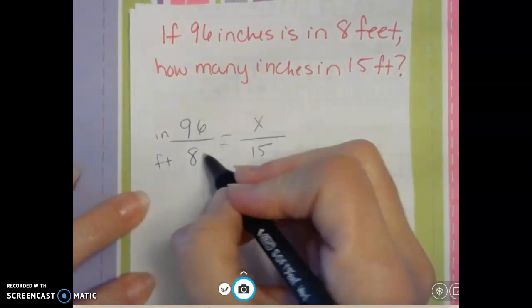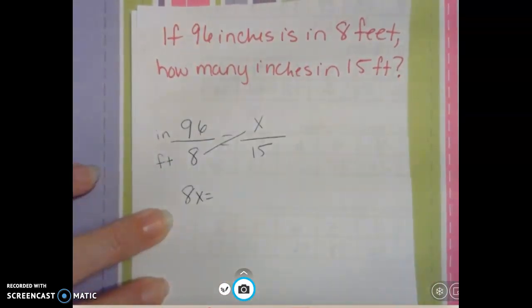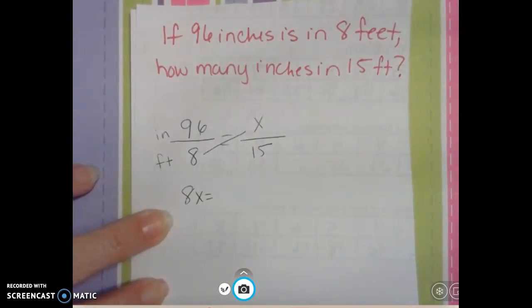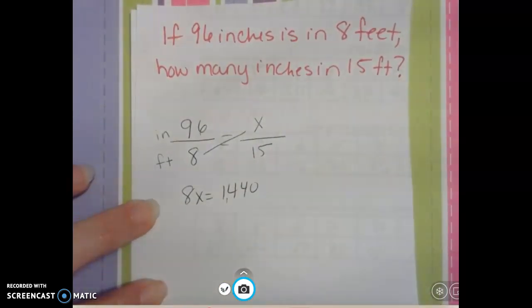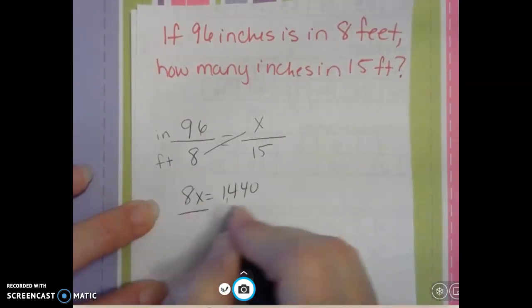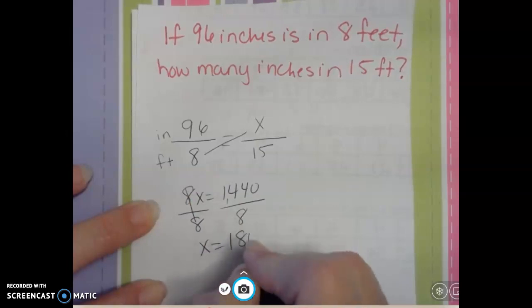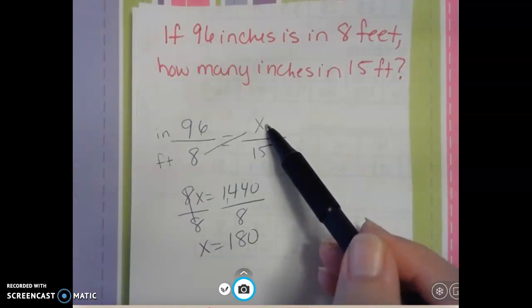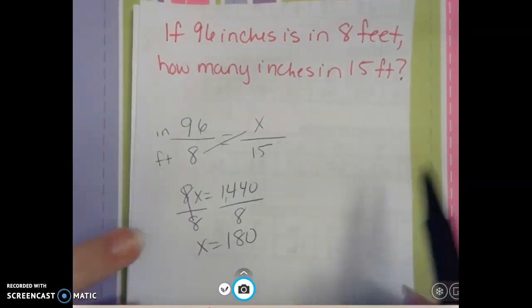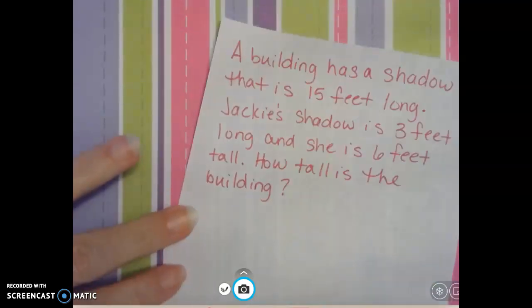So we got 8x equals 96 times 15, which is 1,440. Divide that by 8. Yay, one that finally ended up not being a decimal. So we got 180. So that's telling us 180 inches in 15 feet. Okay? One more that's a little more complicated, not quite as straightforward.